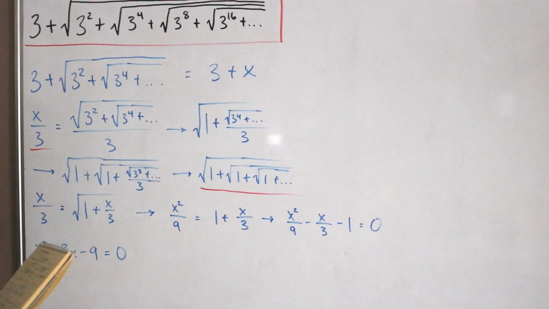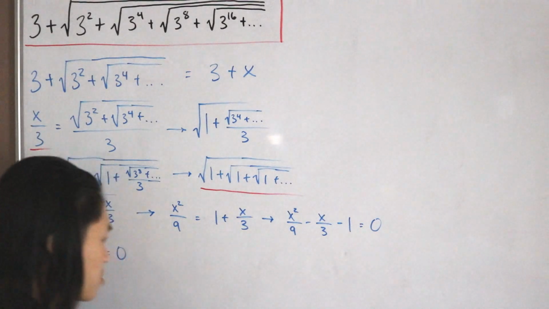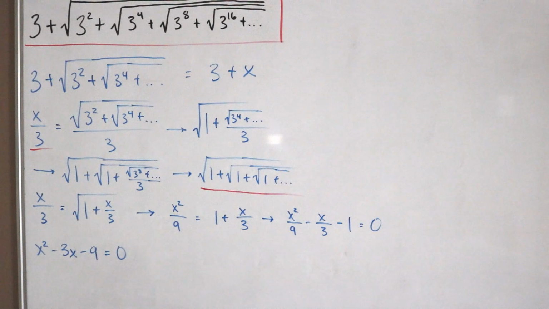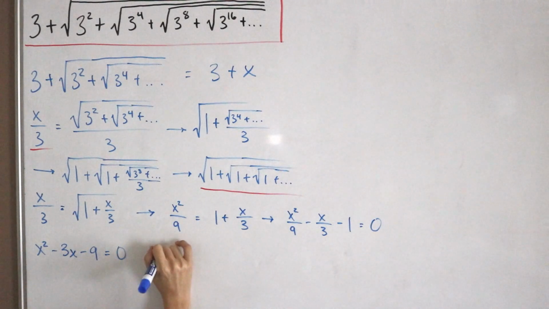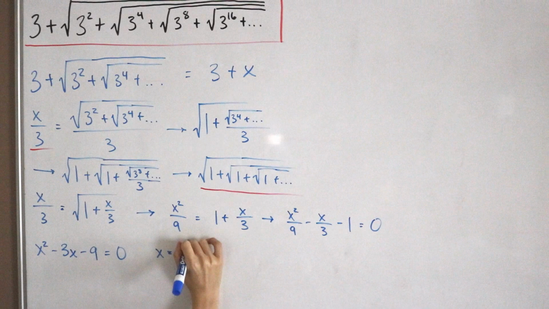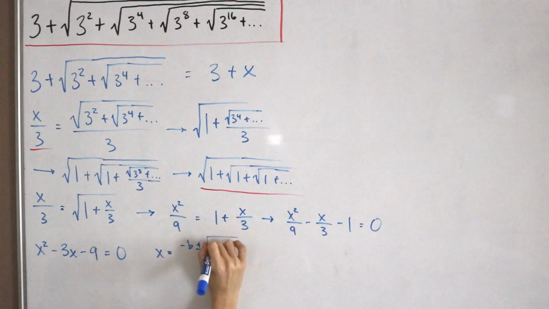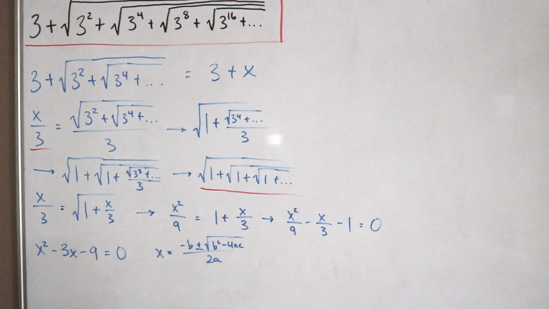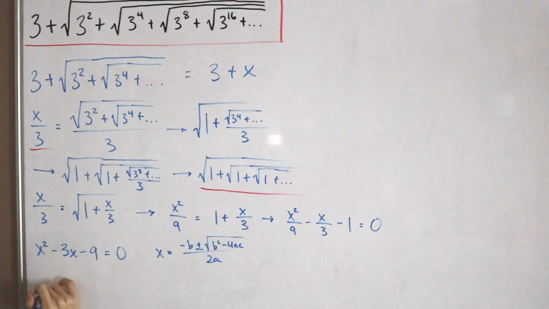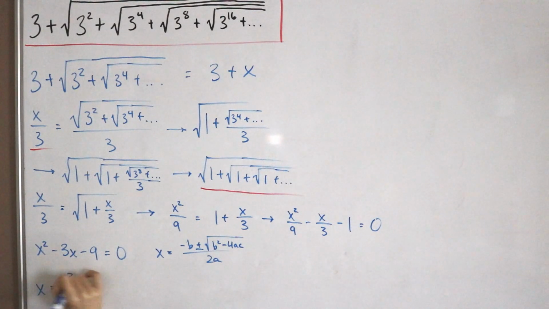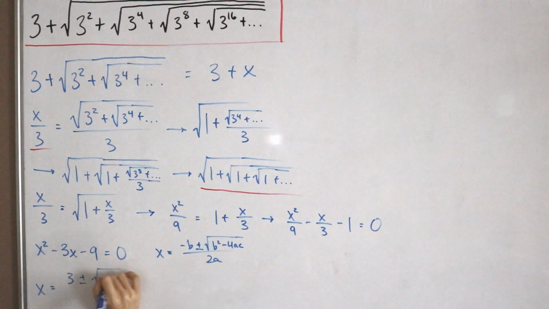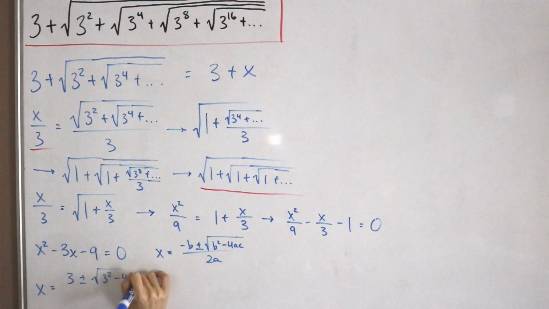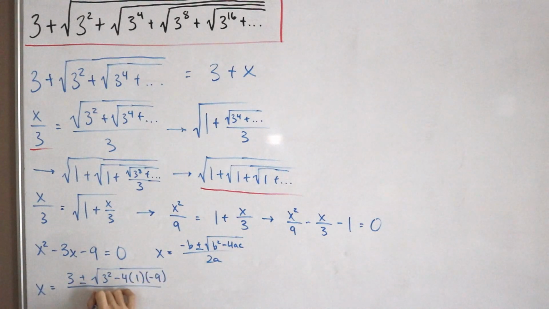Okay, so it's not possible to factor this out easily, but no worries. At least we have the quadratic formula. Just writing this for anybody who's forgotten: negative b plus or minus the square root of b squared minus 4ac, divided by 2a. And so then we just plug in everything for a, b, and c. So x is going to equal 3 plus or minus the square root of 3 squared minus 4 times 1 times negative 9, all divided by 2 times 1.